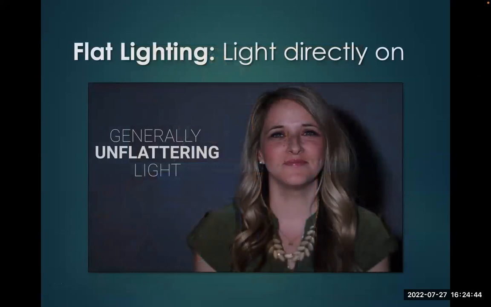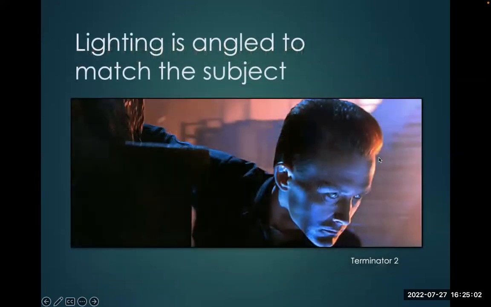So flat lighting is when the light is directly above or right next to the camera, and it creates kind of a flat look. A lot of your photographs that you might take with your cell phone, because the flash is right next to the lens, creates this flat look. Not the best look, and we don't see this a lot in film because it's generally unflattering.